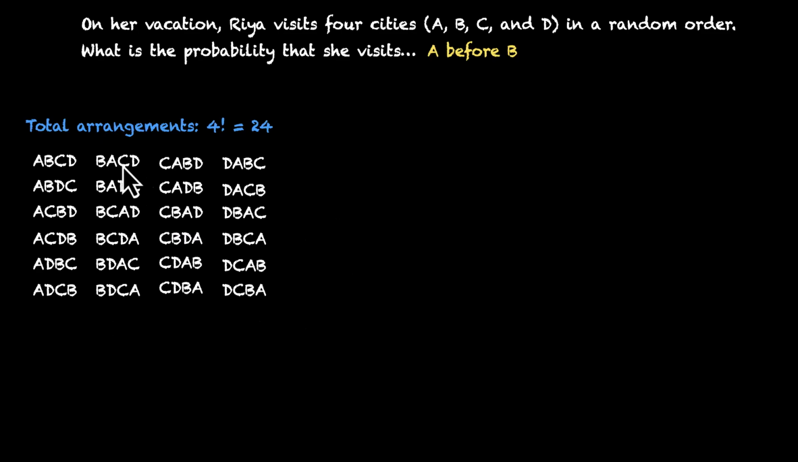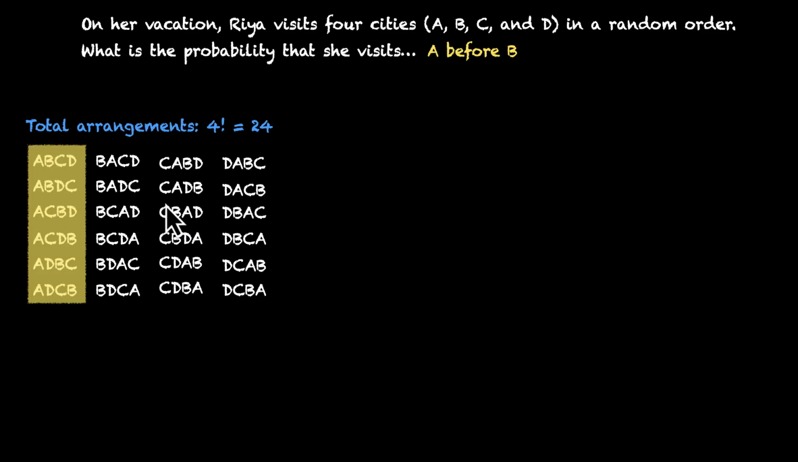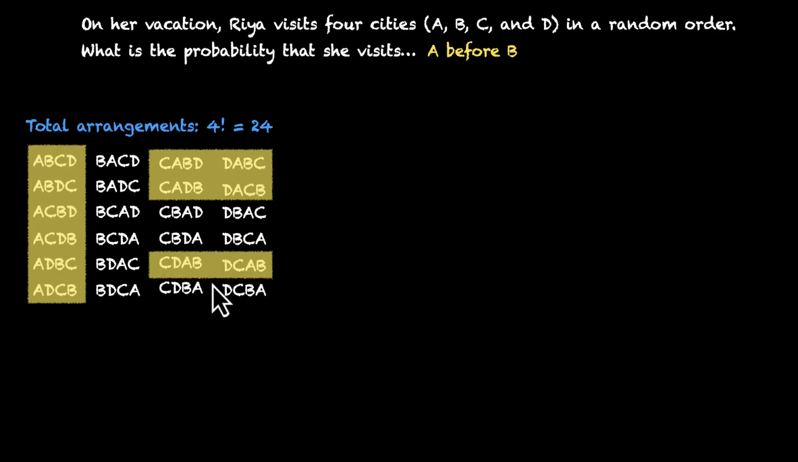Okay, let's first manually count all the possible arrangements where A comes before B. Do we see it? We have these 6 where A comes first. So definitely A comes before B. In fact, A comes before everything else. Then we have these 4 where A comes before B. For these 2, A comes just before B. And for these 2, A comes before D, which comes before B. And A comes before C, which comes before B. Do we have others? Yes, we have these 2. A comes before B.